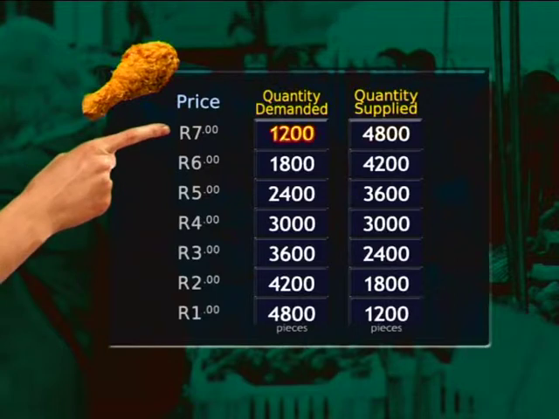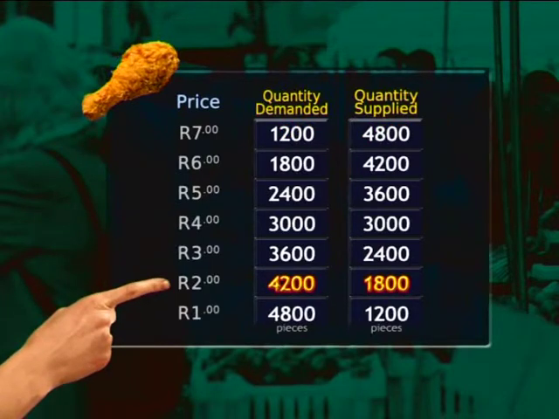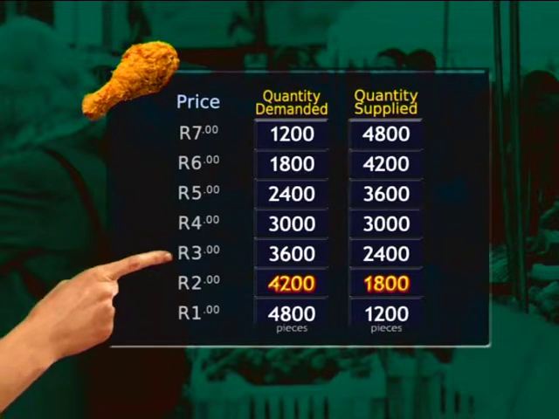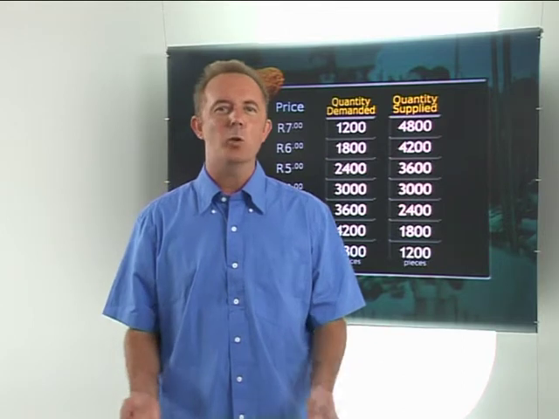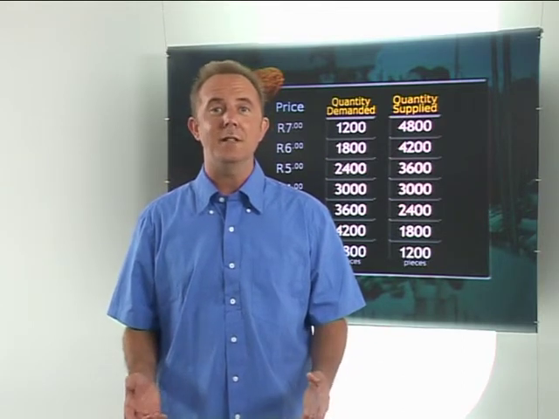It's clearly not at a price of 7 rand. There, the market demand is 1,200 pieces, but the quantity supplied is 4,800. It's also not at 2 rand, where demand is 4,200 pieces and the quantity supplied only 1,800. But at a price of 4 rand, the quantity demanded is 3,000 pieces and the quantity supplied is also 3,000 pieces. Yes, at a price of 4 rand, the quantity demanded is equal to the quantity supplied.